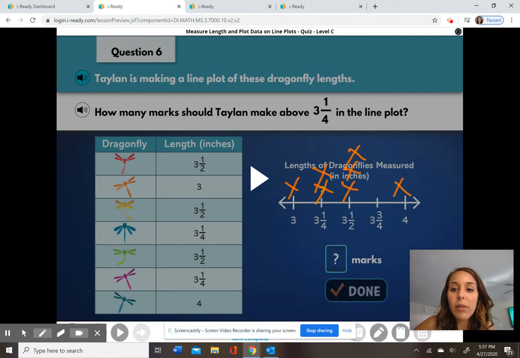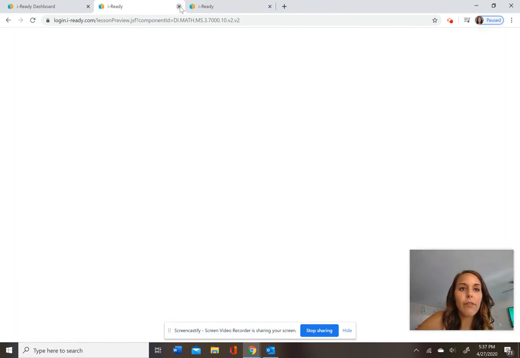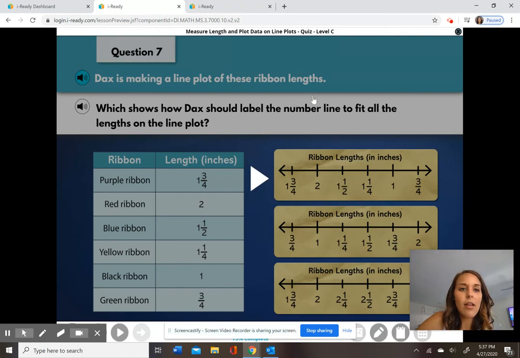But this would be how the line plot looks, which means that it would be 2 marks above 3.25 right there. I have 2 more quick things to show you. Same thing here. You are imagining putting marks above these numbers based on how many that you have.